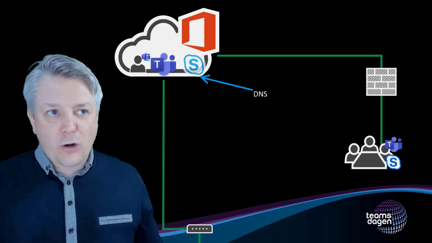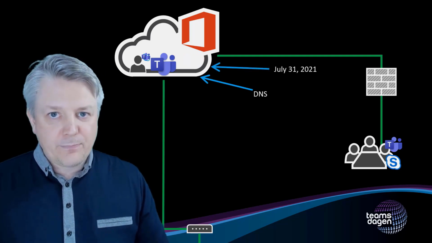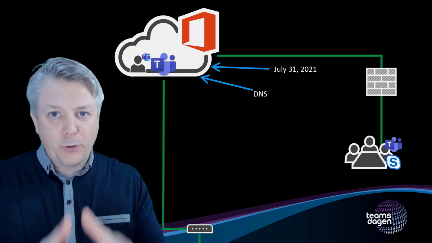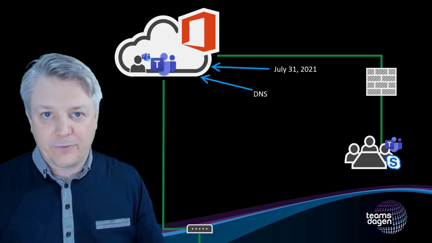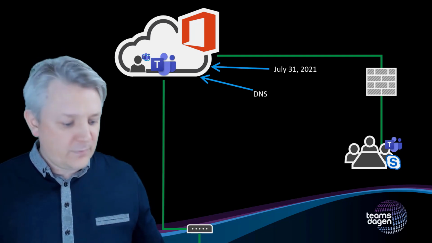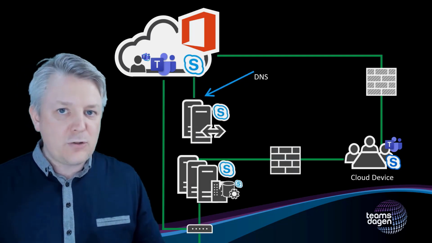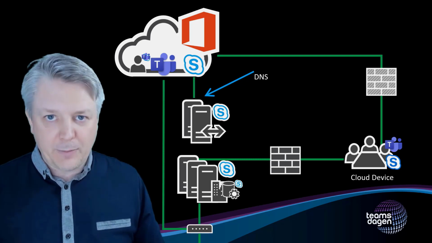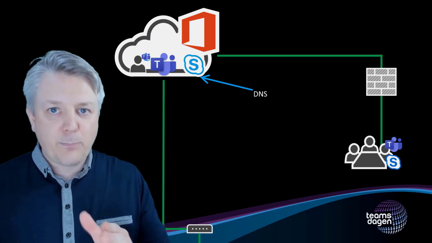When Skype for Business is going away though, July 31st, you will still be able to join Skype for Business meetings, but you won't be able to put your devices in Skype mode, but you can still join them from the Teams room system. And look at this as well, the DNS, because as long as you have a hybrid running, DNS is on premises. The moment you're removing hybrid, DNS points online.